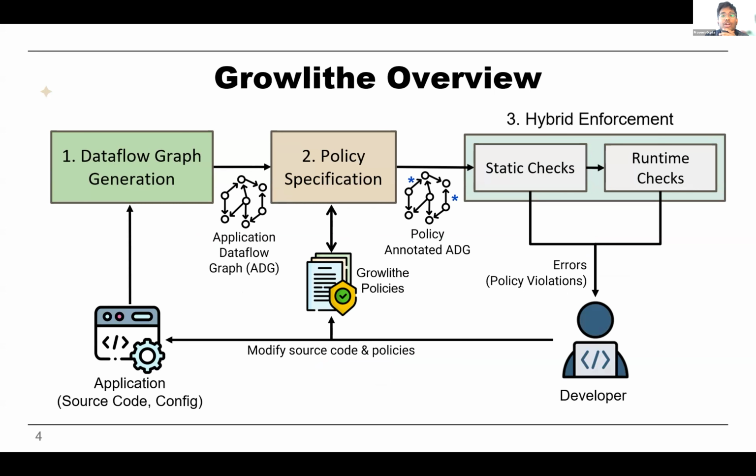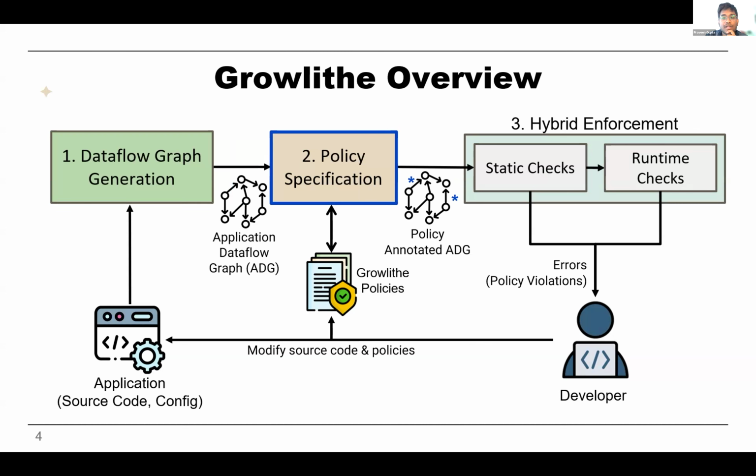To answer these questions, we broke down Growlithe's design into 3 stages. In stage 1, Growlithe creates a platform-independent data flow graph abstraction for serverless application using a 2-step approach. First, it would analyze each function's source code with CodeQL to build per-function data flow graphs, capturing intra-function data flow across resources. For example, read from an external S3 file and write to a local file. It then combines these graphs with inter-function dependencies parsed from the application configurations to form the end-to-end data flow graph.